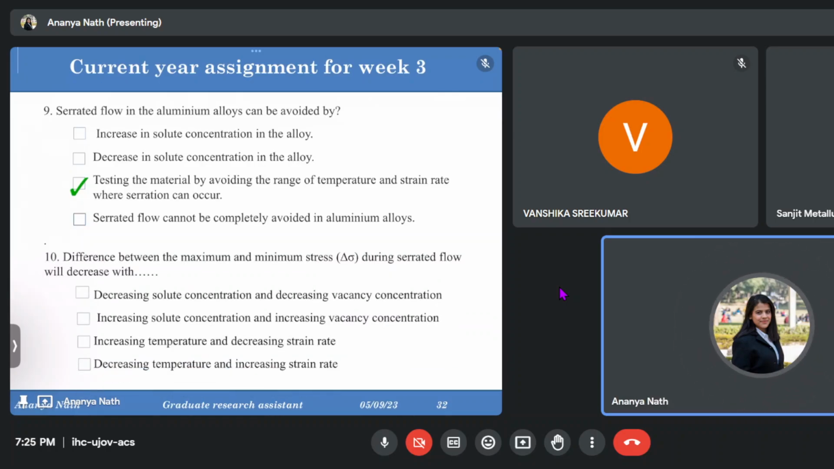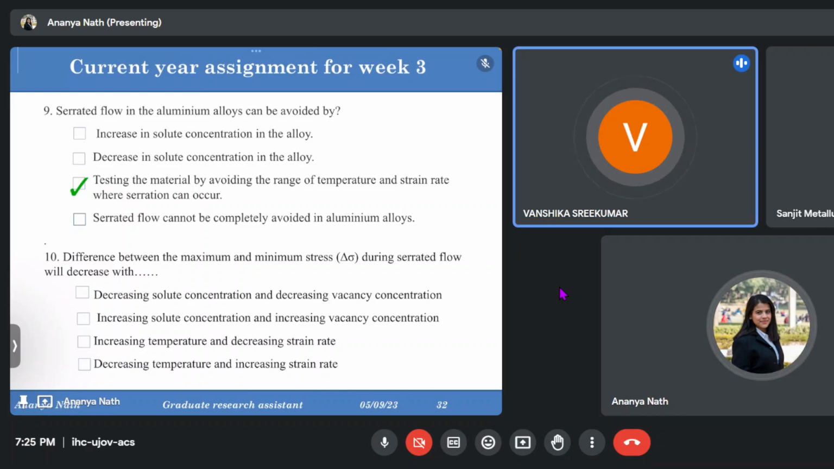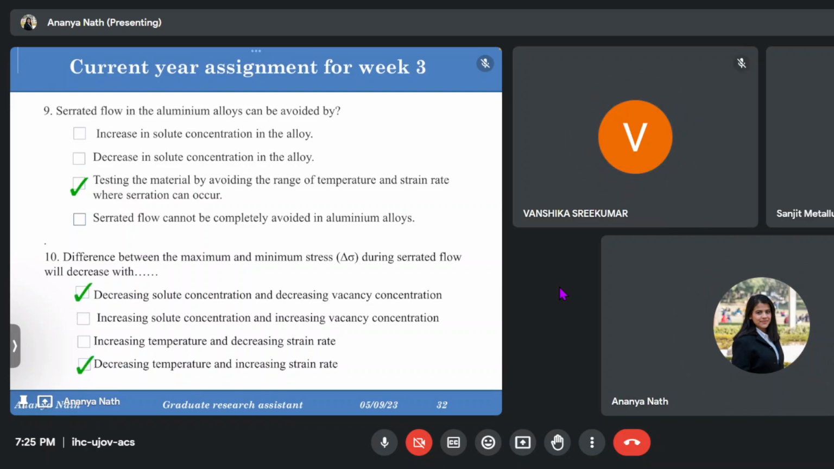The difference between the maximum and minimum stress during serrated flow will decrease with increasing temperature, decreasing strain rate, decreasing solute concentration, decreasing vacancy concentration, decreasing temperature, and increasing strain rate.